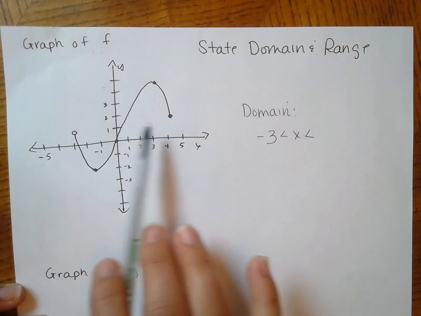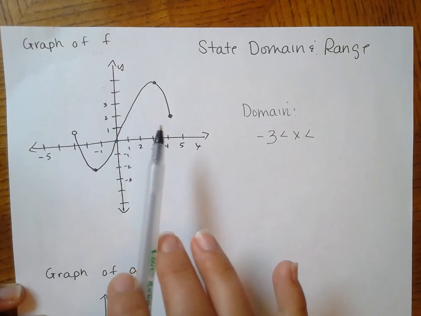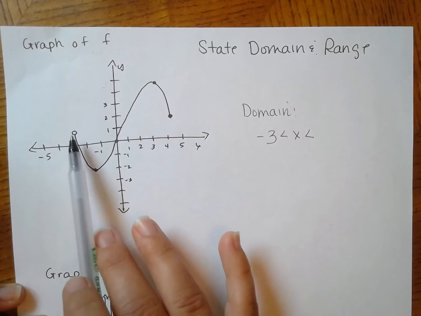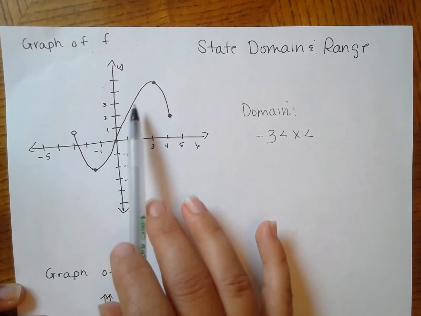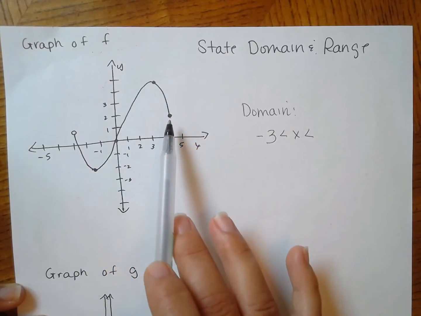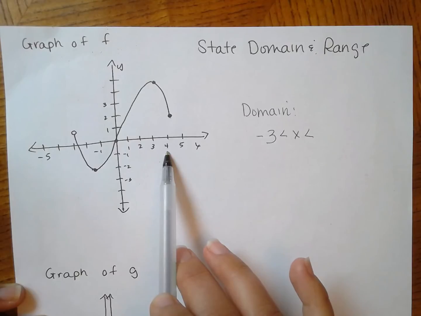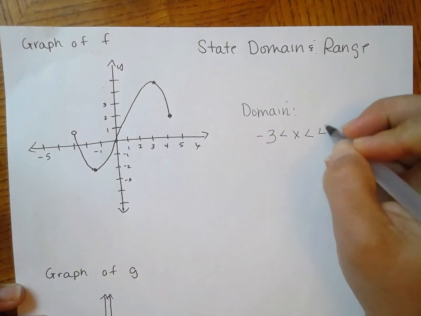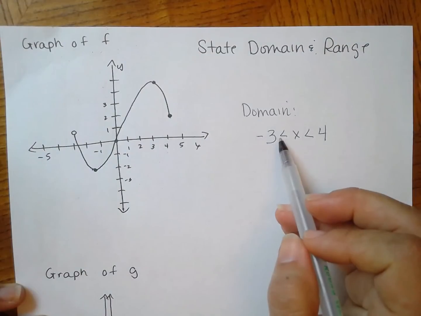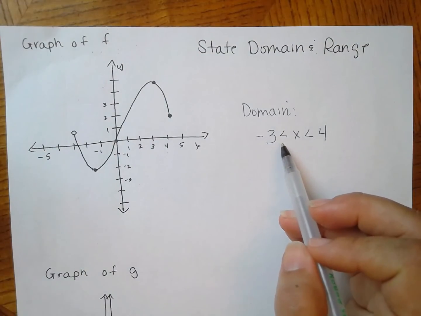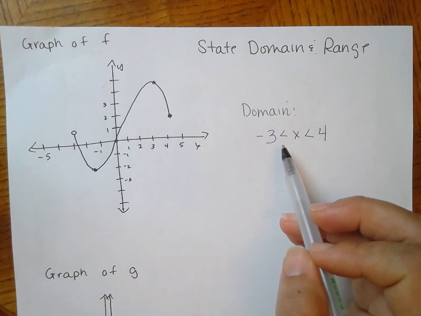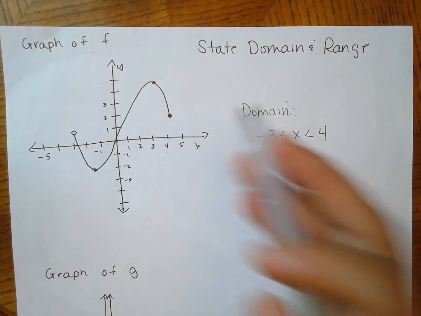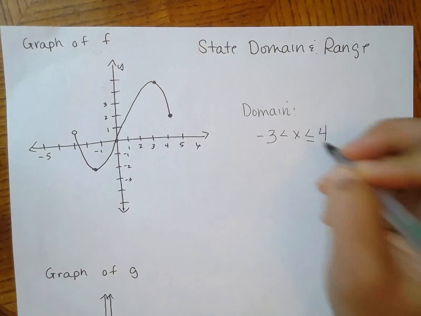If there were any breaks in my graph here, then I would have to stop my domain and pick it up someplace else. But my domain covers all of these x values here until I get to x is positive 4. So I'm going to put 4 over here. Now I didn't have an underline, meaning an equal sign, with the -3 because it had the open circle. But my endpoint here when x is 4 is included, so I write it like this.